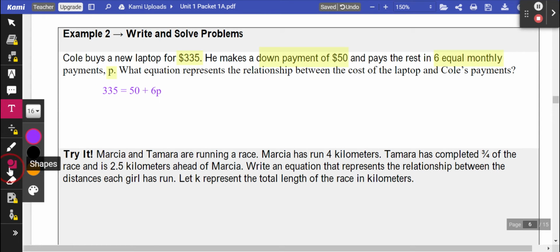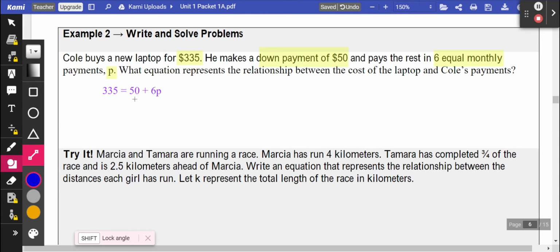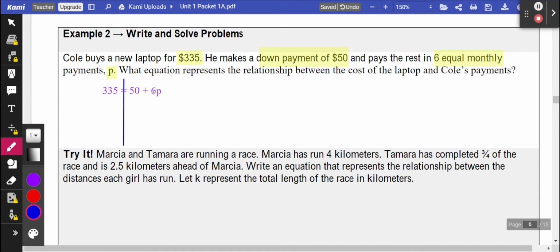So once I have this, I can go ahead and solve my equation. I'm going to draw a line through the equal sign. And if you want to, you can write this out like we have been, but in the equation, you multiply by 6 first and then add 50. We're going to work our way backwards. We are going to subtract 50 first because it's not right next to the P. And then we're going to subtract here.